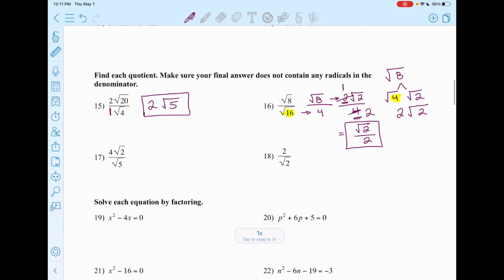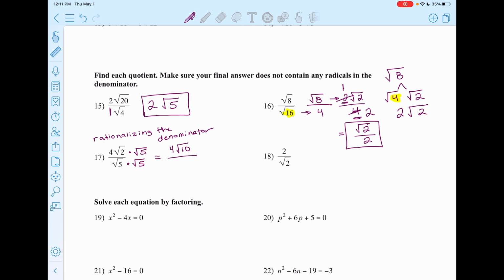Looking at number 17, 5 does not divide 2. But there's a math law that I cannot leave a radical in my denominator. So we are going to do what's called rationalizing the denominator. Rationalizing the denominator means I'm going to multiply the top and the bottom of my fraction by radical 5. And remember, for the top, since that 5 is inside the radical, it's only going to get multiplied to the 2.